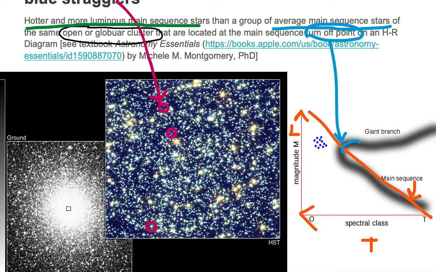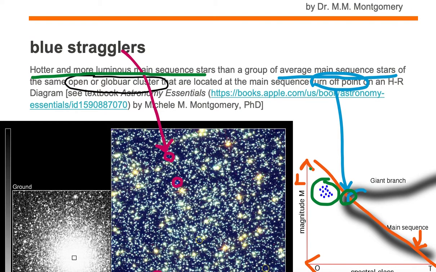Now, this group of blue stragglers are hotter, they're to the left, and they're more luminous, they're more vertical in the diagram than the average main sequence star at the turnoff point. These on the HR diagram are called blue stragglers.